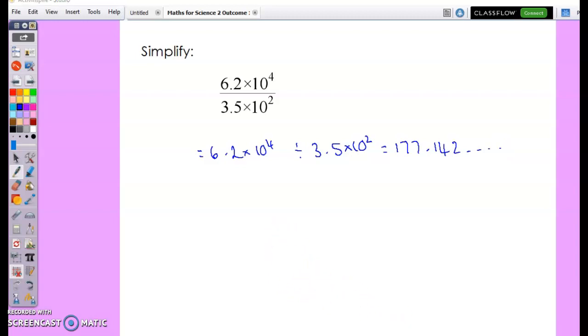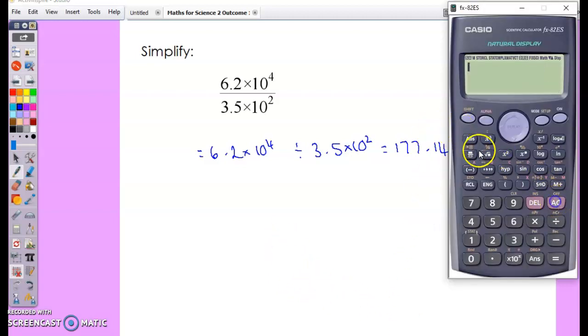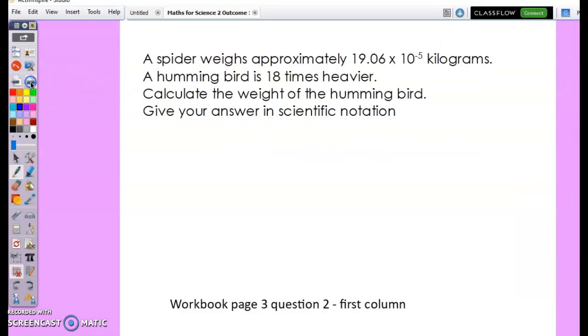You can also use the fraction button on your calculator if you've got a scientific calculator, and then it will look exactly like it does in the question. Press this S-D button to get it as a decimal, and that gives me the same answer.